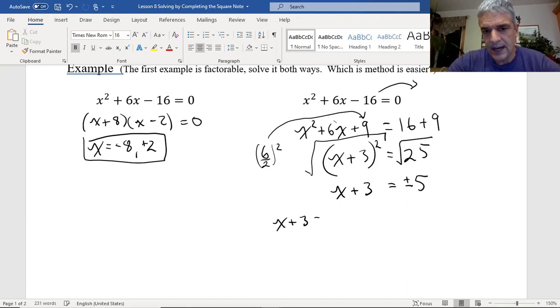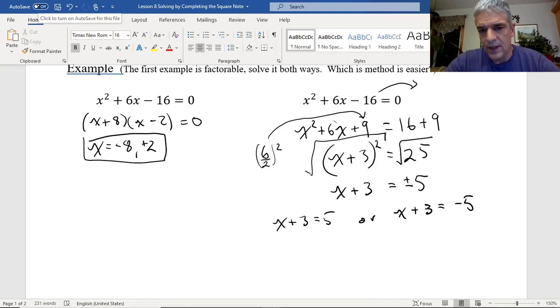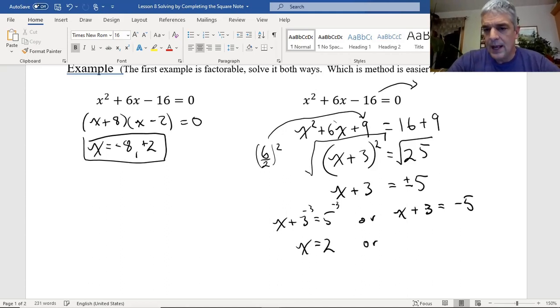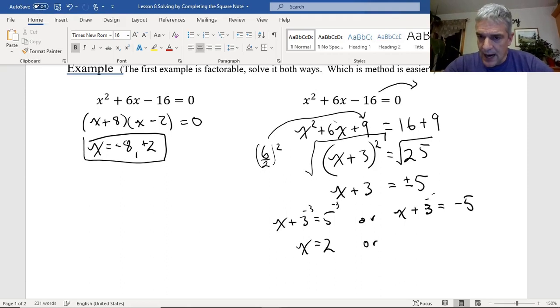x plus 3 equals 5, or x plus 3 equals minus 5. And now I solve each of these. In this case, I'll subtract 3 from both sides, and x will equal 2. And then I write or, and then over here, subtract 3, and x equals minus 8.